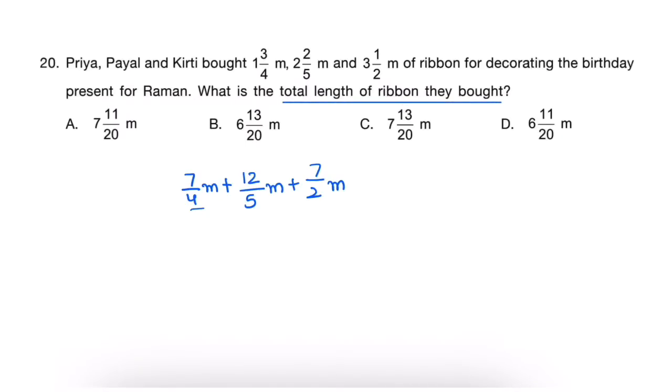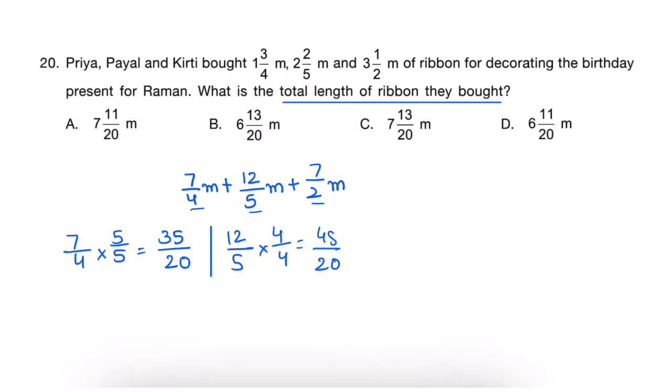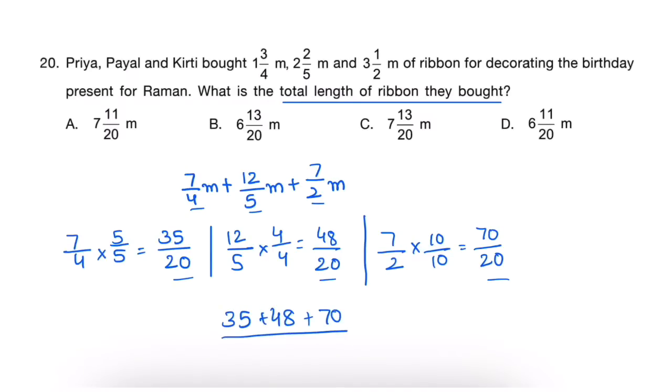So, first we'll find the LCM of 4, 5 and 2. That is 20. So, 7 upon 4. What will we multiply with 4 to get 20? 5. 7 5s are 35. 5 4s are 20. Now, 12 upon 5. We'll multiply 4 to get 20. 5 4s are 20. 12 4s are 48. 7 upon 2. 2 10s are 20. So, 10. 7 10s are 70. 2 10s are 20. Now, the denominators are same. So, 35 plus 48 plus 70 upon 20 is equal to 153 upon 20. When we divide and convert it into its mixed fraction, we get 7 13 upon 20, which is in option C. So, option C is the correct answer.